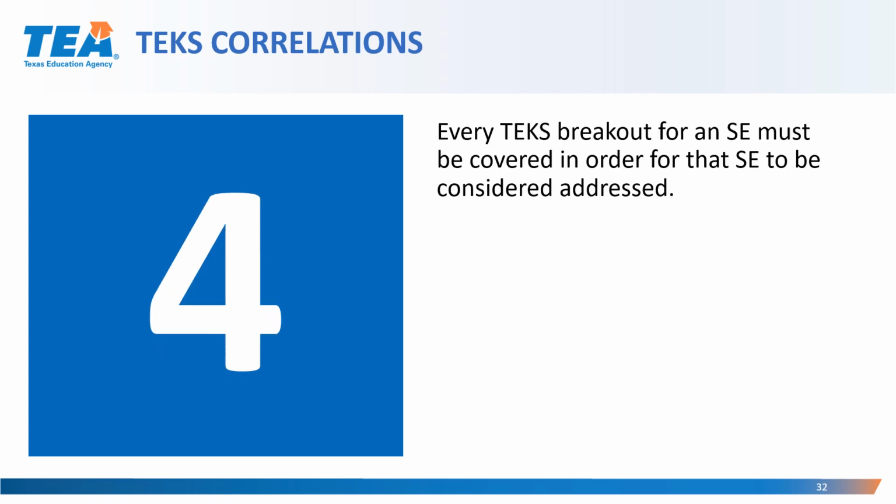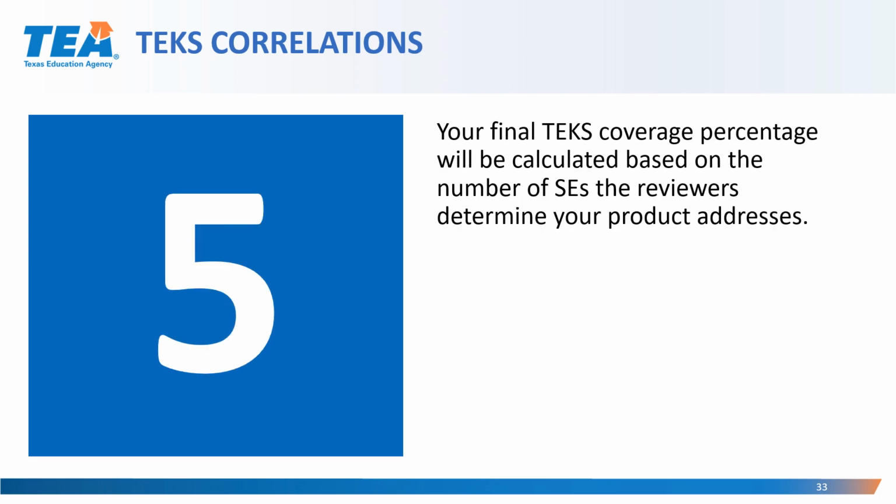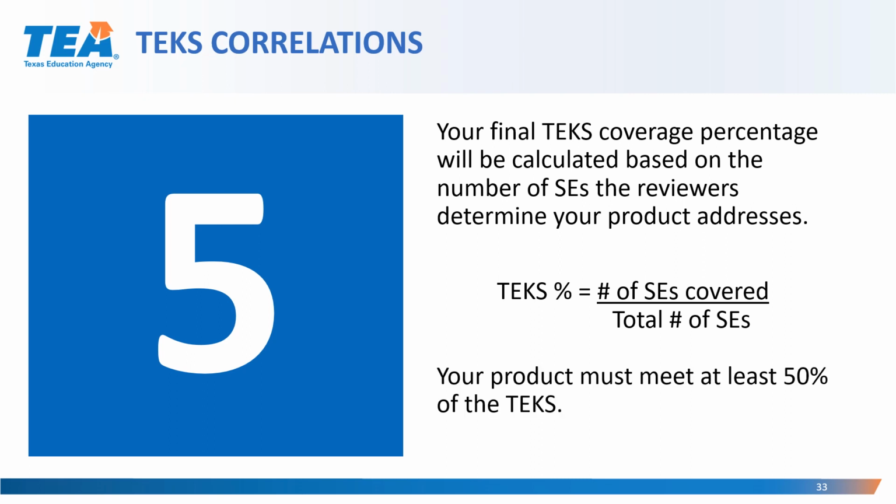Whether an SE has 1, 4, or 20 breakouts, each breakout must be covered for that SE to be considered addressed. Your final TEKS coverage percentage will be determined based on the number of SEs the reviewers determine your product covers. So we'll divide the number of SEs the reviewers determine your product covers by the total number of SEs to determine your TEKS coverage percentage. At a minimum, your product must meet at least 50% of the TEKS, but it probably goes without saying that the higher your alignment, the better. Now we're going to look at the actual correlation instrument.